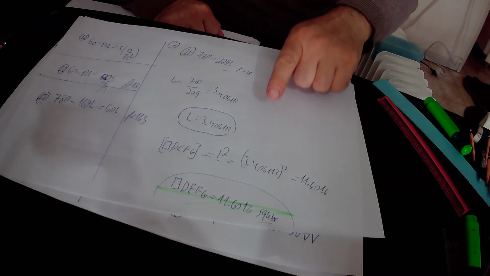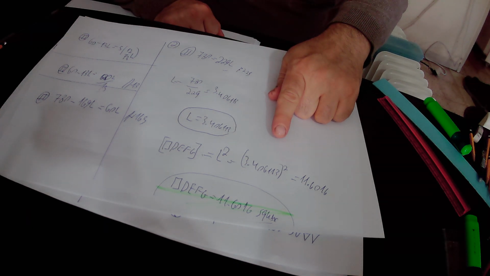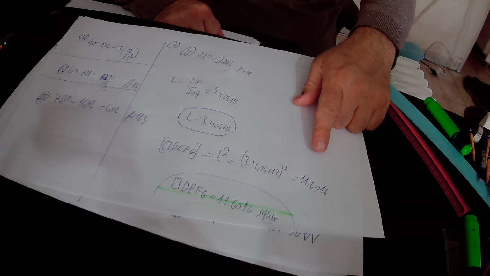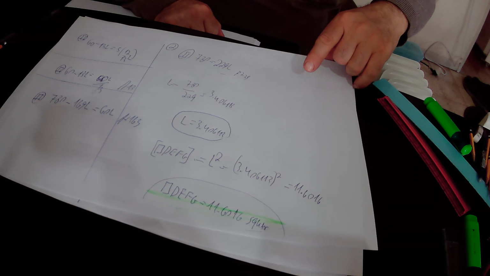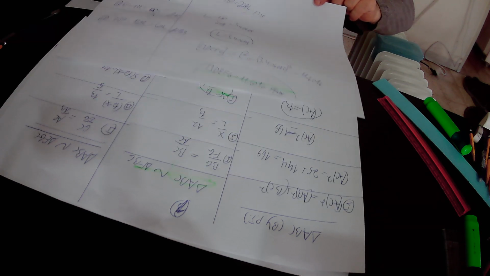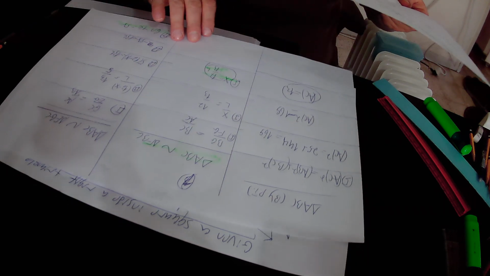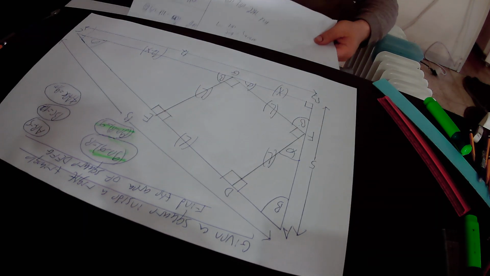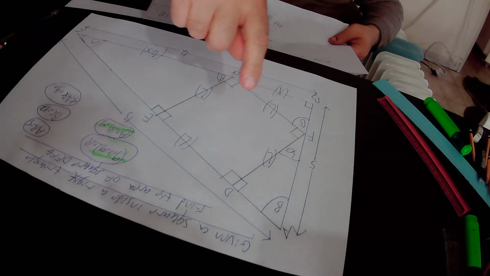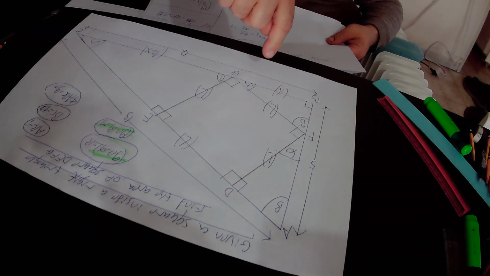And 3.40611 squared equals 11.6016 square units. In conclusion, we found that the area of this square DEGF equals 11.6016 square units.